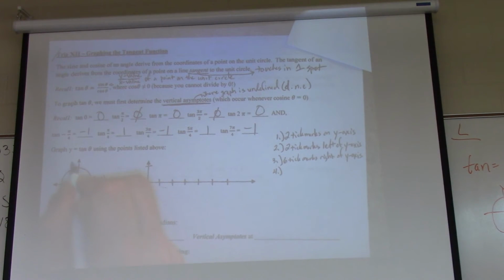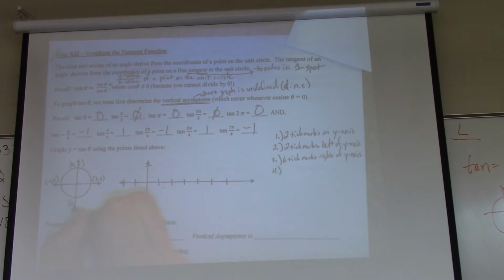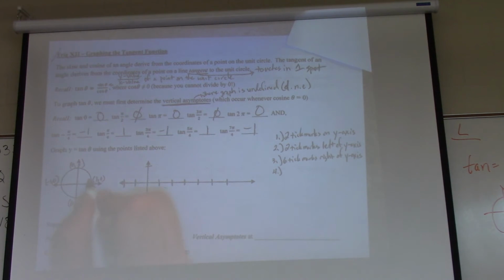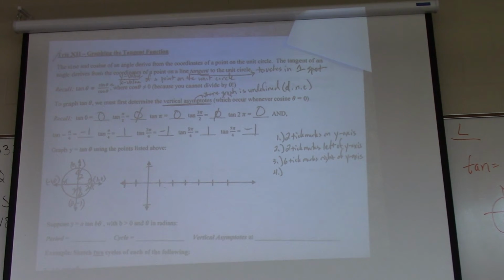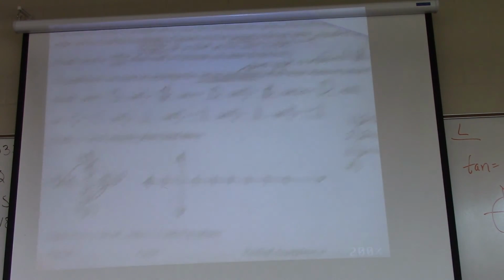1, 0, 0, 1, negative 1, 0, and 0, negative 1. And these are in radians at 0, at pi over 2, at pi, at 3 pi over 2. I'm going to slow down here. And at 2 pi, and I'll let you copy that in. If you have no idea what that is, that's the unit circle, you guys. We've done the unit circle.